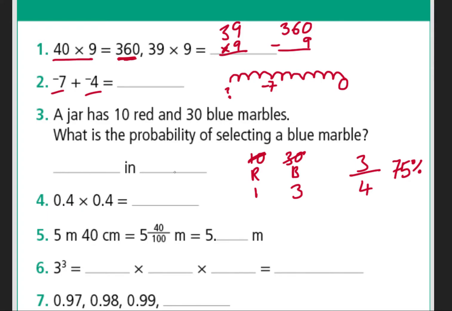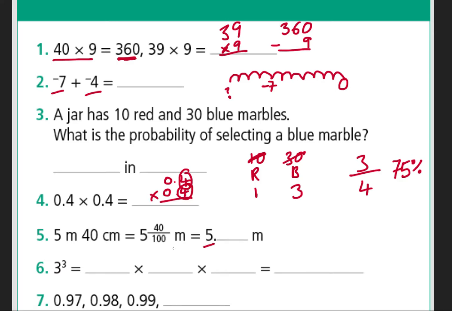Number 4, on this one now, we multiply 0.4 by 0.4. Okay, and when we go to find out where the decimal goes in our answer, we count this number and this number after our decimal point, and that means we move over 2 places in our answer to put in our decimal.